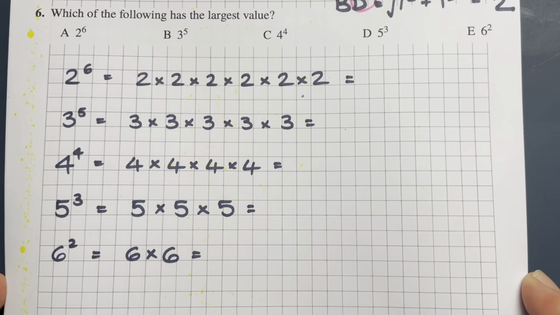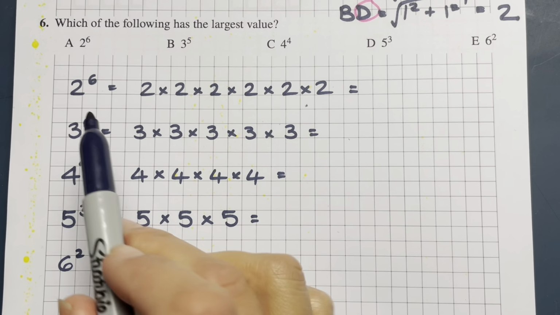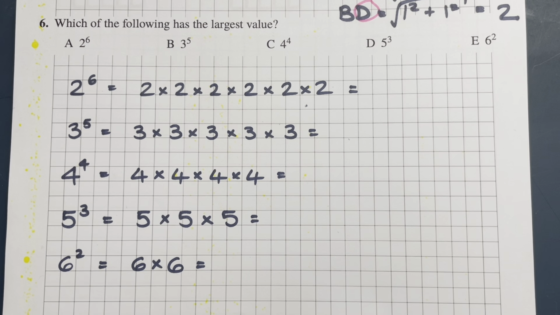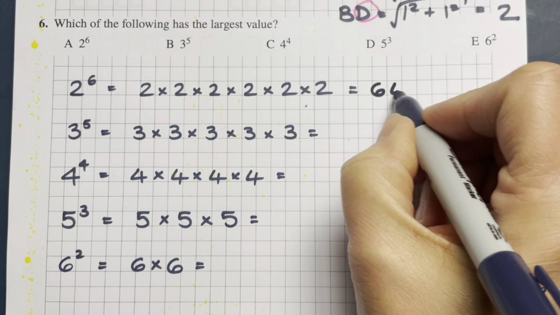Question 6. Question 6, I've written it out quickly. 2 to the power 6. You probably know most of these off by heart anyway, but 2 to the power 6 gives us 64.